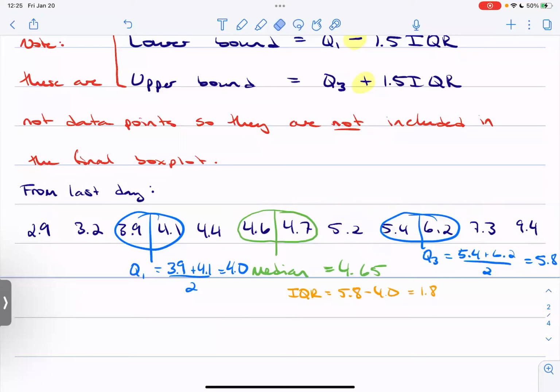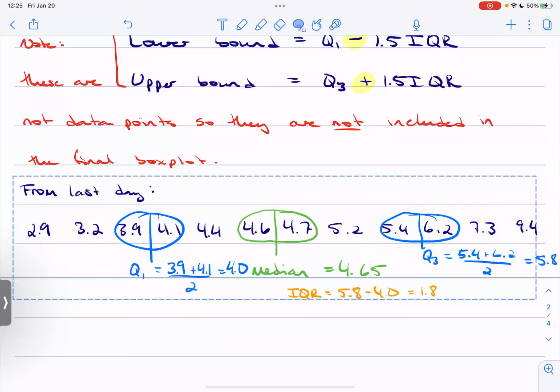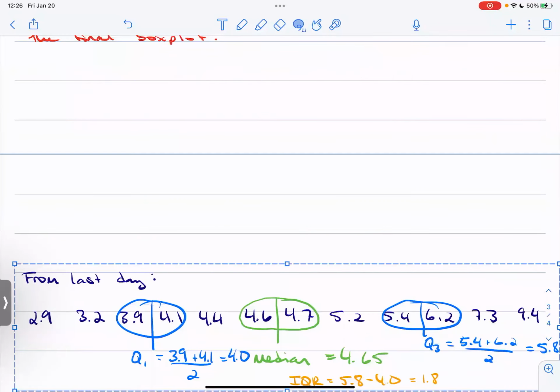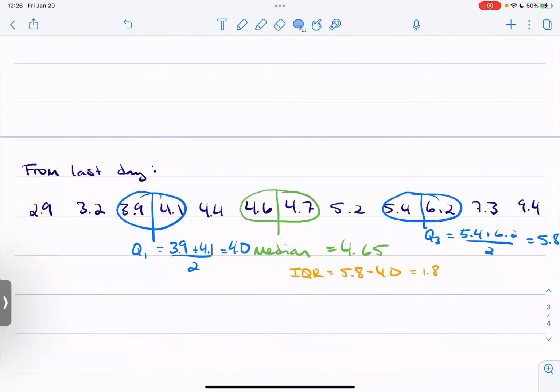Okay. Let me just clean this up a little bit. Actually, let's put it on a fresh page here. Okay. So I'm only keeping what we need. 5.8. Try to remember. Okay. So we found the IQR.